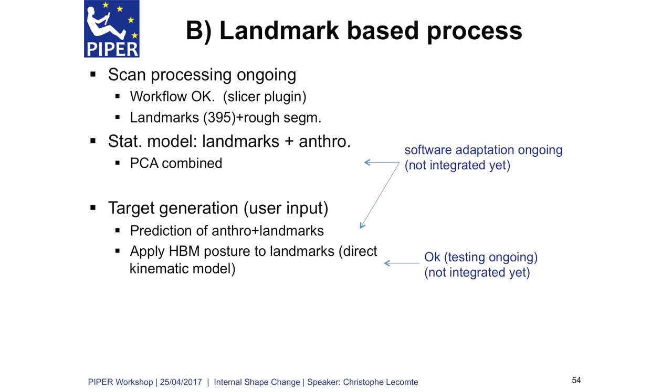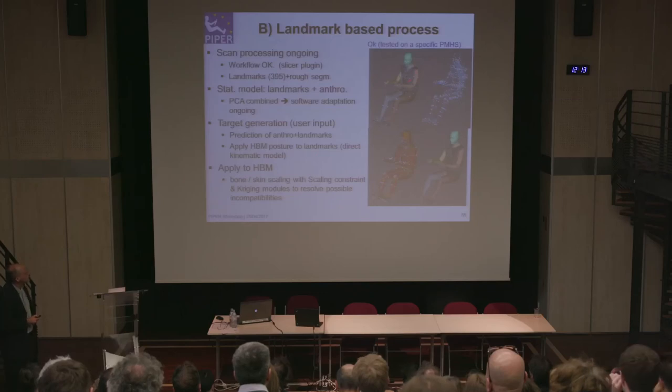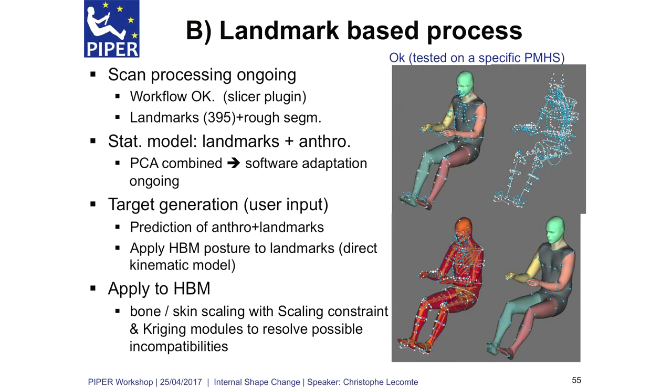How do we apply it in practice? You start from your existing HBM. We evaluate the posture of your existing HBM and then we reposition the sampled landmarks in the same position as the actual HBM that you want to deform. This has been tested, similar to what has been shown previously. This looks at anthropometric measurements that we obtained from the anthropometric database, and these are landmarks that are used to deform the body, including the skeleton.